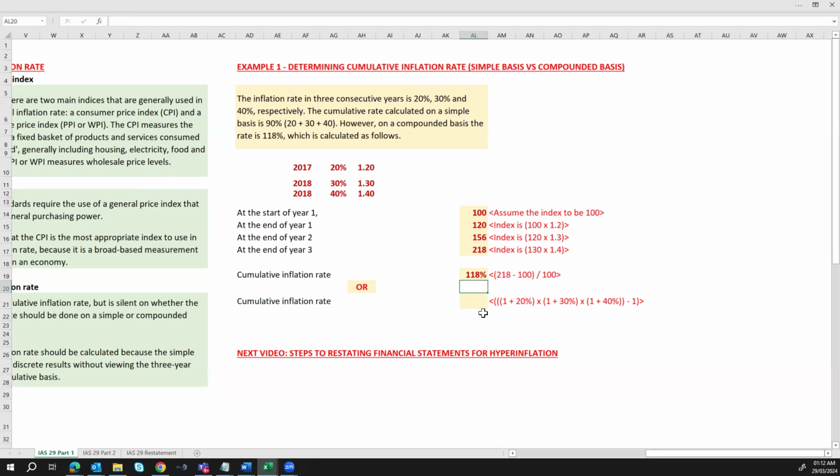Alternatively, we can use the inflation rates to compute the cumulative inflation rate using this formula, which equals 1 plus 20% multiplied by 1 plus 30% multiplied by 1 plus 40%, less 1. So we'll get the same 118%. That is, open the bracket, 1 plus 20%, close the bracket, multiplied by, open the bracket again, 1 plus 30%, close the bracket, multiplied by, open the bracket again, 1 plus 40%, close the bracket, and then less 1. So we also have 118%. Right, so that's our cumulative inflation rate.